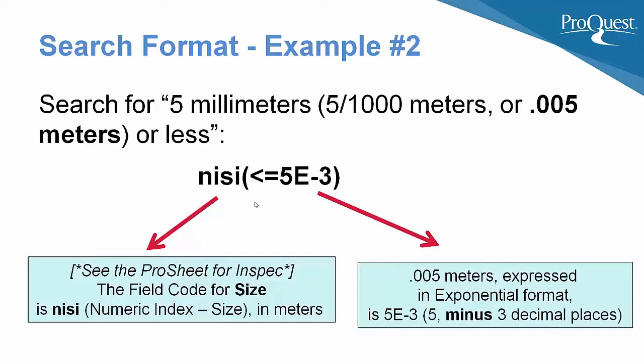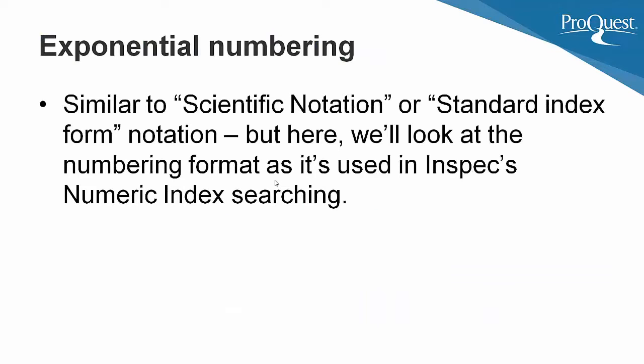And because in this case we are searching for 5 millimeters or less, we are using the less than sign followed by the equal sign. You could also use greater than or equal to, or use greater than or less than alone, any of those combinations. And so that, in short, is exponential numbering. It's similar to what's known as scientific notation or standard index form. There are some slight differences among these, but here today we'll be looking at this numbering format as it's used in Inspec's numeric index searching in ProQuest Dialog.